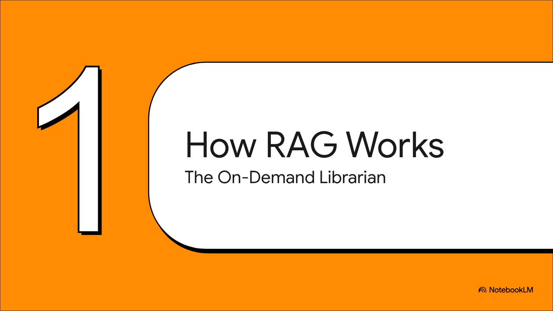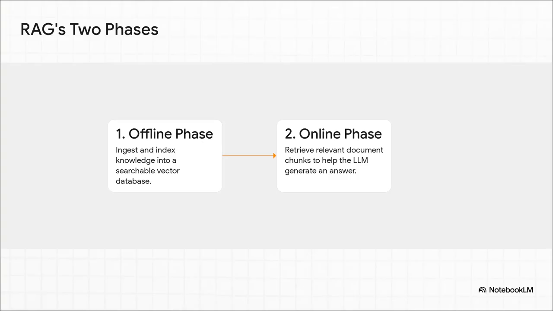Okay, so our first technique is the one you've probably heard of, Retrieval Augmented Generation, or RAG. The best way to think about RAG is like an on-demand librarian for your AI. It doesn't know everything off the top of its head, but it knows exactly where to look for the answer the second you ask. RAG has this really cool two-phase process.